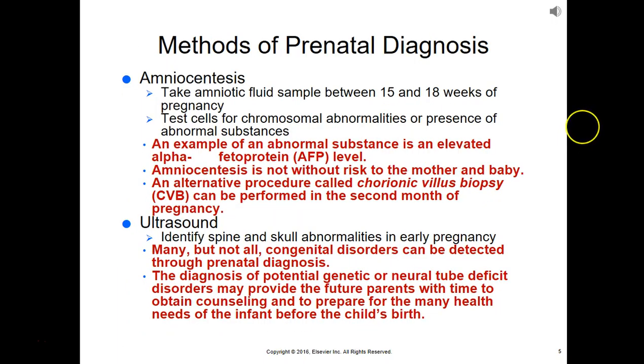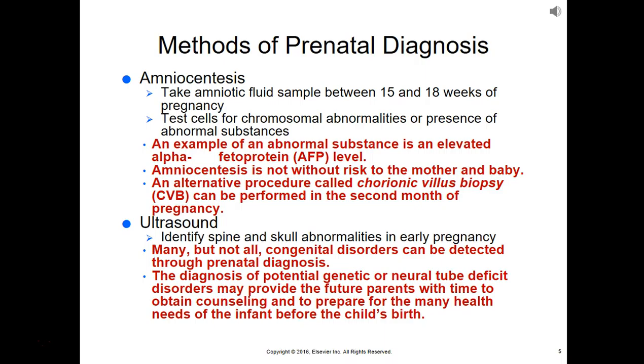So we're going to talk about methods of prenatal diagnosis. The first is amniocentesis, and that's where we take amniotic fluid samples between 15 and 18 weeks of pregnancy. Those numbers, 15 and 18 weeks, are important. We only take amnios between 15 and 18 weeks if at all possible. And that's going to test the cells for chromosomal abnormalities or the presence of abnormal substances. So an example of an abnormal substance is something called an AFP, an elevated alpha-fetoprotein level. And that usually is a good indicator of whether or not the baby will have, or have a higher risk of being born with, Down syndrome.